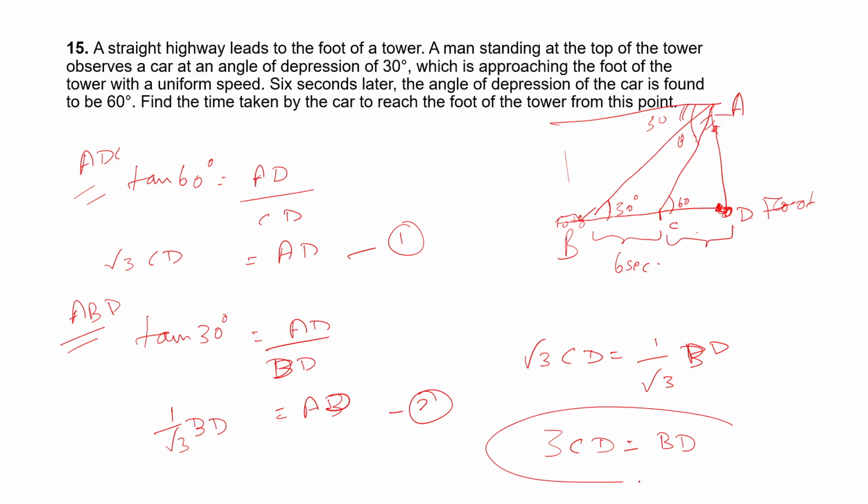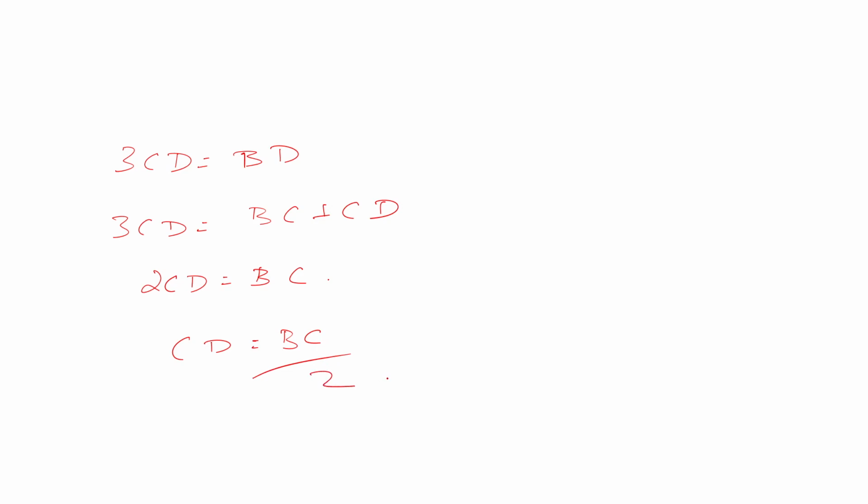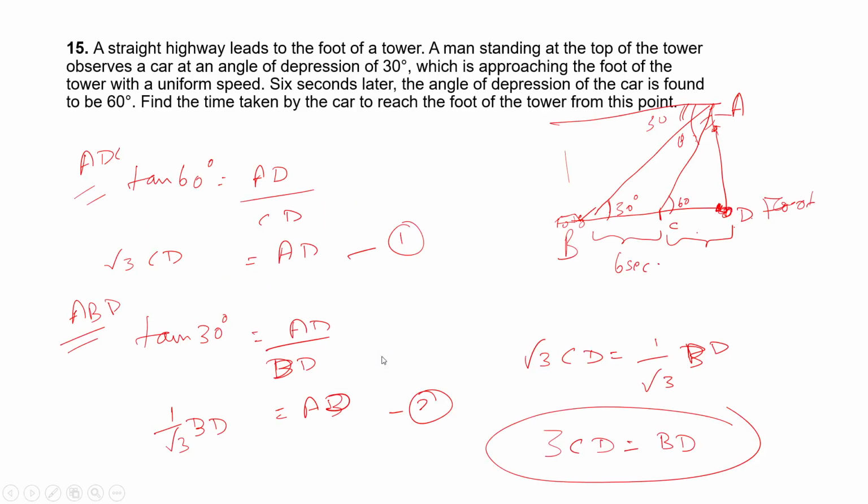So this is done. Now coming to the question, 3 CD is BD. BD is what? BD is BC plus CD. We arrived at 3CD is equal to BD. So 3CD equals BC plus CD. Take this CD here. 2CD will become BC. So CD is BC by 2.